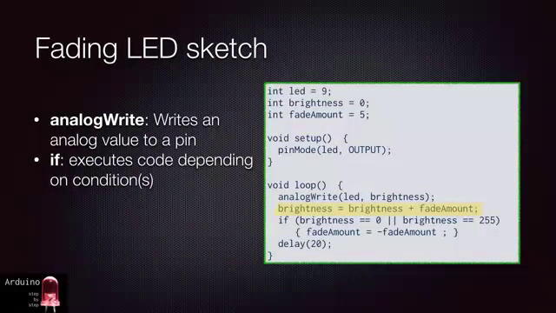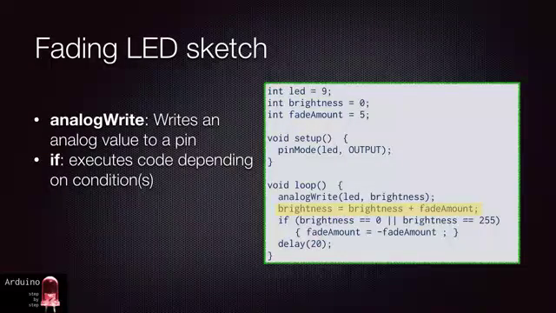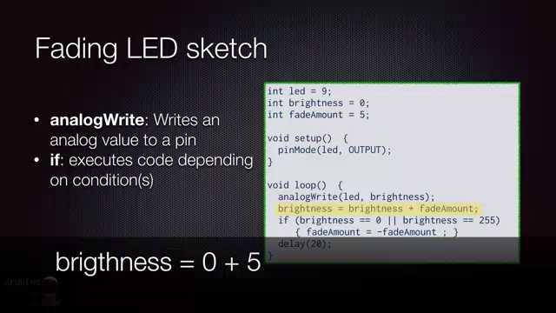The next instruction will calculate a new value for the brightness. The new brightness is equal to the old brightness plus the fade amount, the value stored in another global variable that we set to be 5 in the very start of the program. So the first time the program runs, this instruction will look like this: brightness = 0 + 5. Therefore, brightness will now become 5.